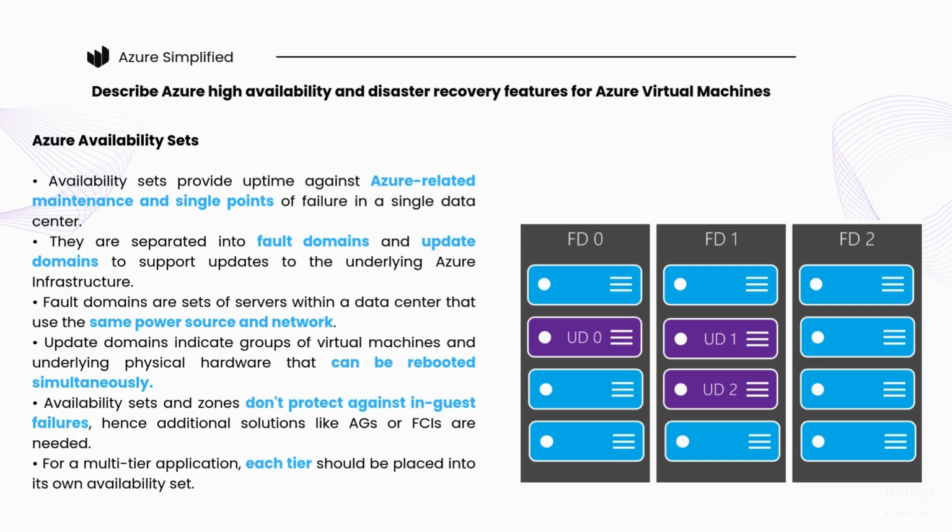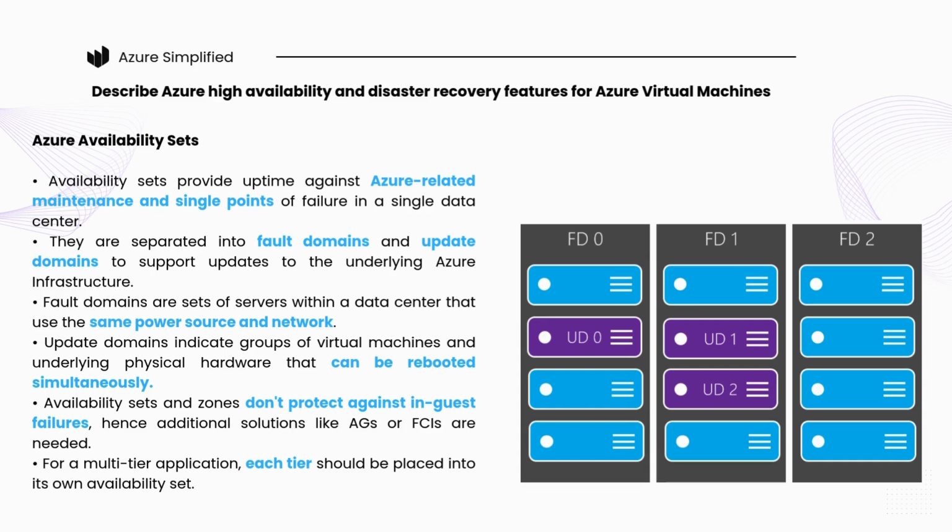Azure Availability Sets. Availability sets provide uptime against Azure-related maintenance and single points of failure in a single data center. They are separated into fault domains and update domains to support updates to the underlying Azure infrastructure. Fault domains are sets of servers within a data center that use the same power source and network. Update domains indicate groups of virtual machines and underlying physical hardware that can be rebooted simultaneously.